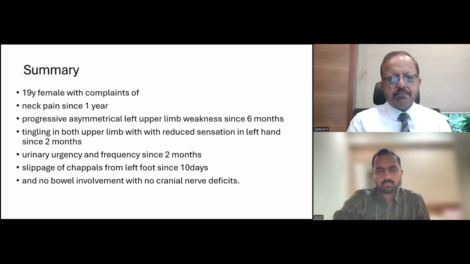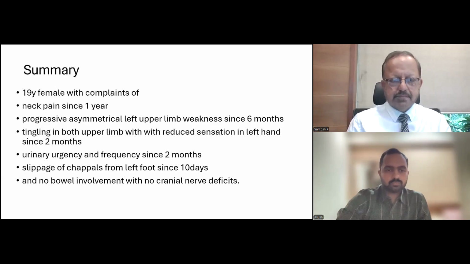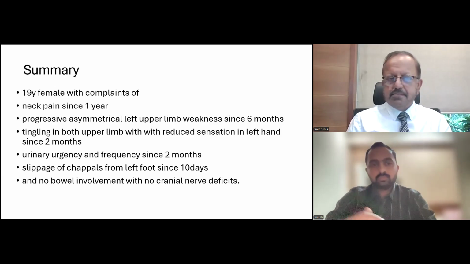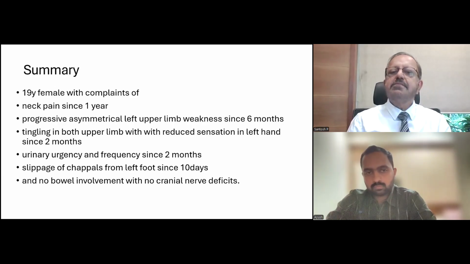So to summarize, 19-year-old female with complaints of neck pain since 1 year, progressive asymmetrical left upper limb weakness since 6 months, tingling in both upper limbs with reduced sensation in left hand since 2 months, urinary urgency and frequency since 2 months, slippage of chappal from left foot since 10 days, no bowel and no cranial nerve deficits.